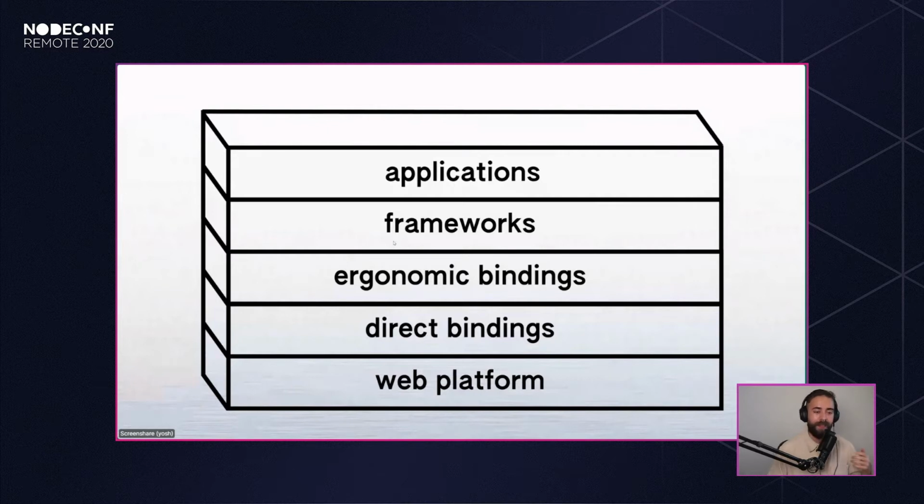Not the nicest bindings. So on top of that, we need to create ergonomic bindings that feel natural for the Rust language, so you don't need to do all sorts of weird dynamic casts. You could just use the language as you would expect it to work. And finally, frameworks and applications can be built on top of that.